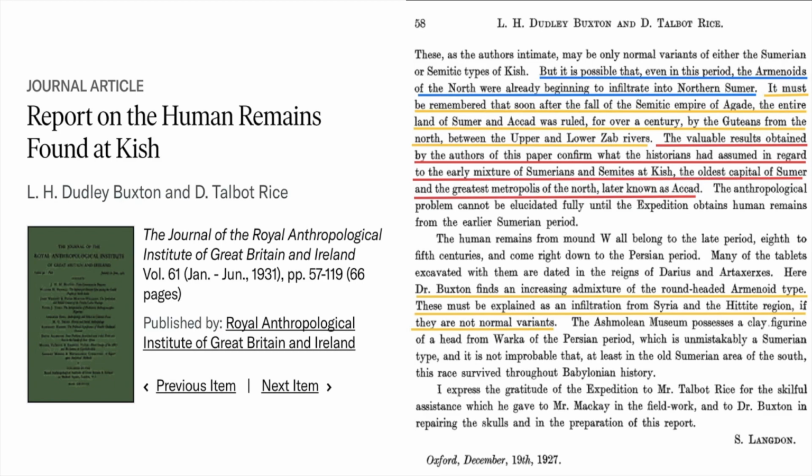Dr. Buxton finds an increasing admixture of the round-headed Armenoid type. This must be explained as an infiltration from Syria and the Hittite region if they are not normal variants." Again, northern Armenoid peoples coming into the Semitic Akkadian Empire.